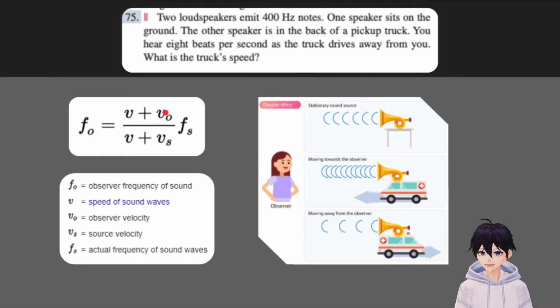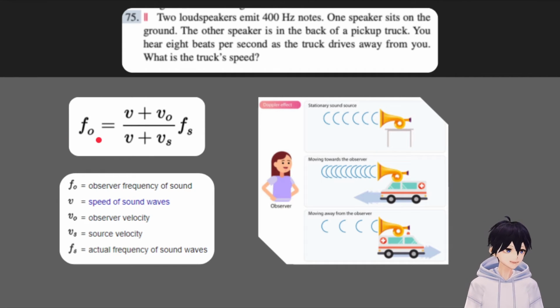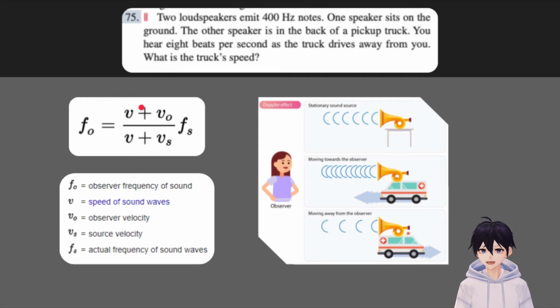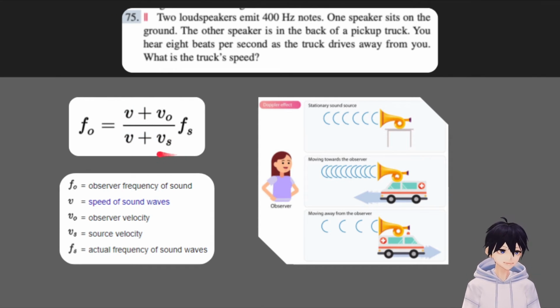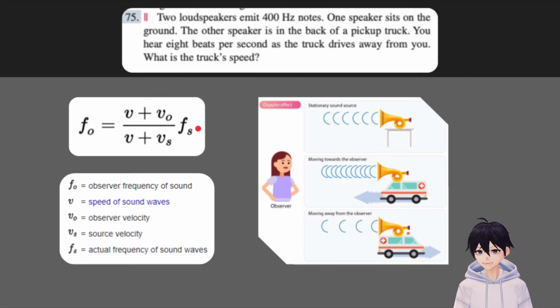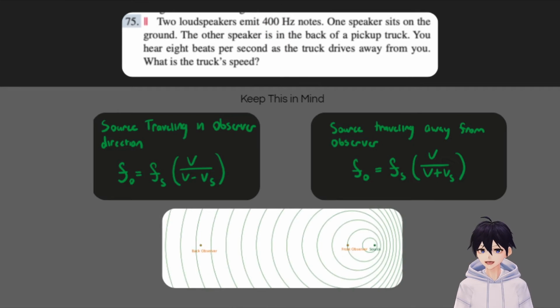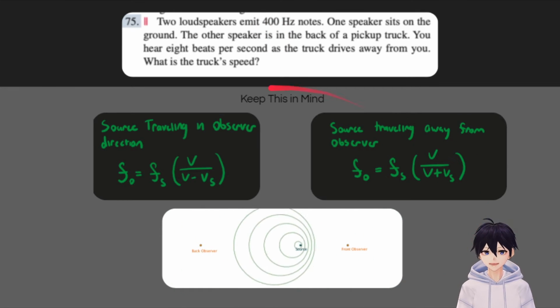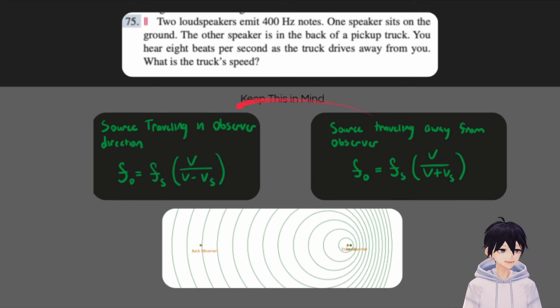So this gets cancelled out right here, or is just 0, so there's nothing there, leaving us with the frequency of the observer, that what they hear, is equal to the velocity of sound divided by the velocity of sound plus the velocity of the source, which is the truck in our case, multiplied by the actual frequency, which is 400 hertz.